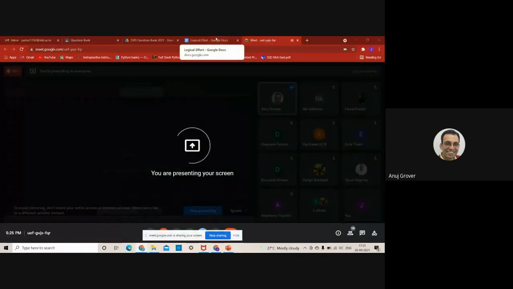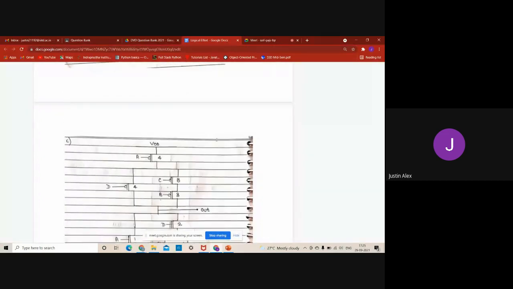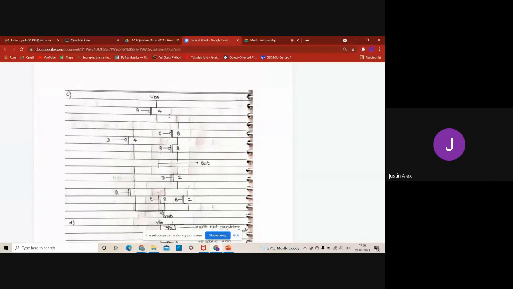Sir, I have a doubt in sizing. Shall I share my screen? Is my screen visible? Sir, they implemented this expression using CMOS logic, and here they have sized the PMOSs by considering the AD path first. So why not ABC and do it, sir?